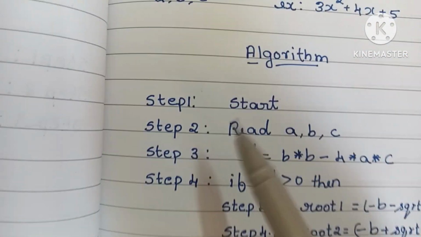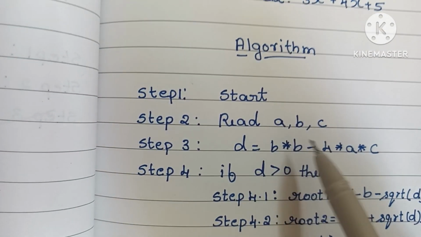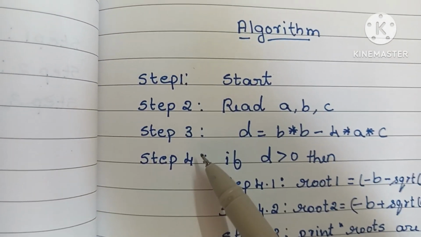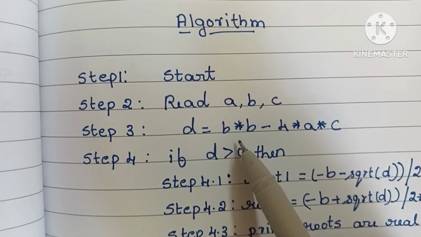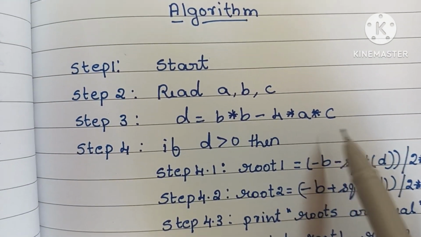The algorithm starts with the start statement. Step 1, start. In step 2 we have to read 3 values, that is A, B and C value. In step 3 we have to calculate discriminant value, that is d is equal to b square minus 4ac, that is b into b minus 4 into a into c.